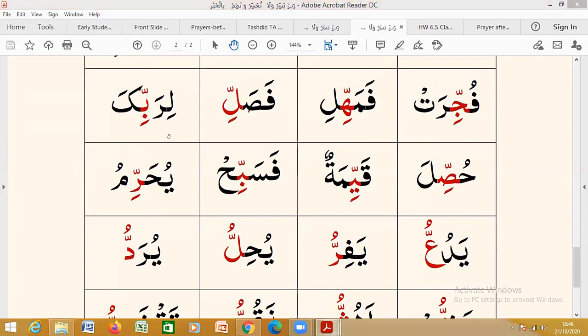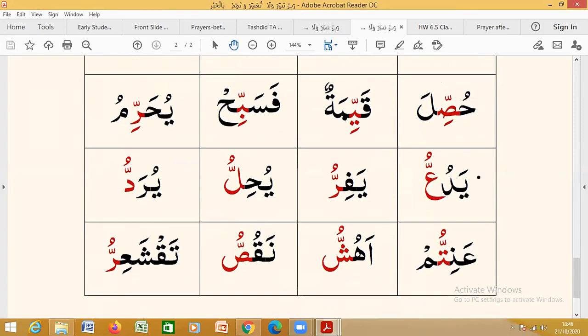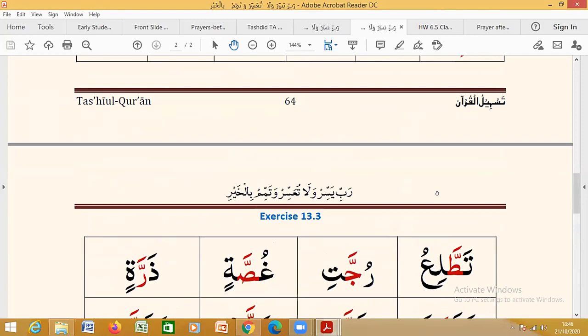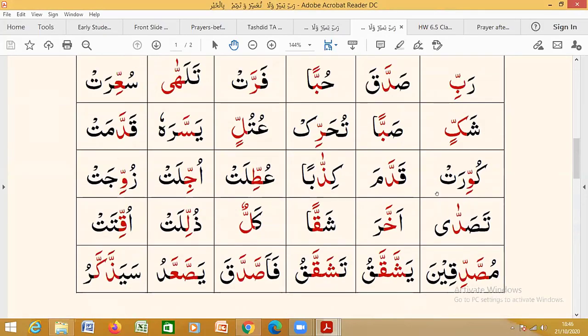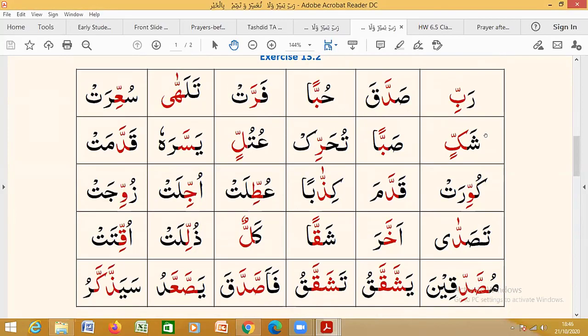Lirabbika. Perfect, well done. Okay, so we join the ra to the ba with force because it has a shadda on top, and then we pronounce the kasra. Excellent, well done, really nicely read, jazakumullah. What we're going to do is we will go up to exercise 13.2 now, and practice some examples from here as well today.